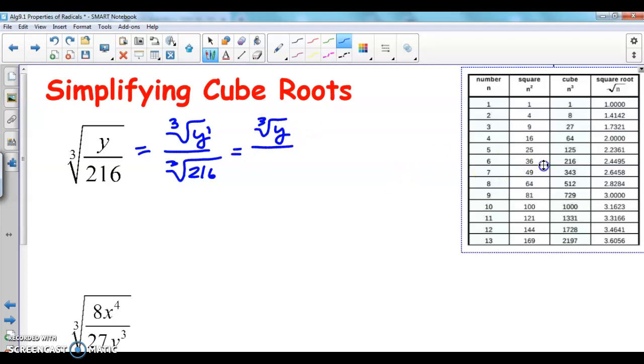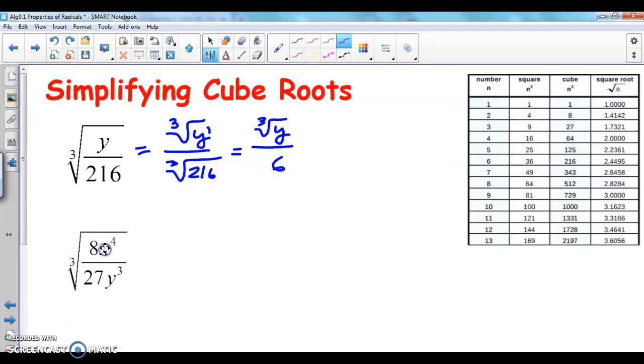Okay, now cube root of 216. This is 216 over here. So the cube root of 216 is 6. Awesome. Alright. Where's this 2 far down there? Okay. Next.